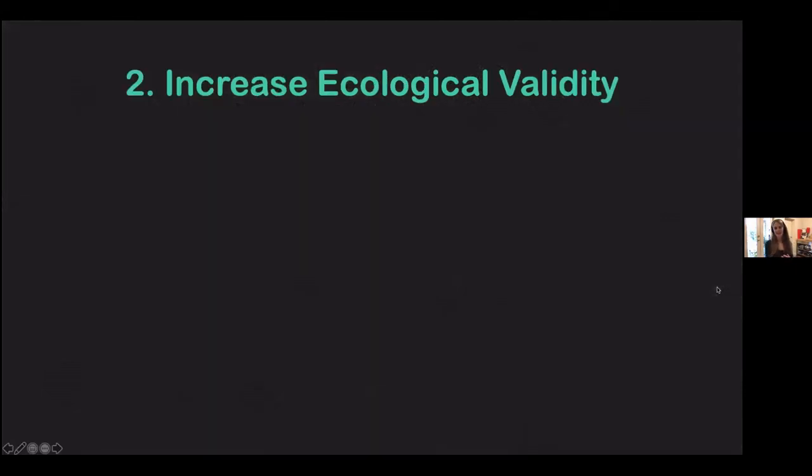The second important aspect of ESM is that it can increase our ecological validity. Those of us who do experiments, and I also do experiments, know that the internal validity of our methods is quite high. We're careful, we're cautious, we don't let things confound our experiments. But the ecological validity can sometimes be quite low.